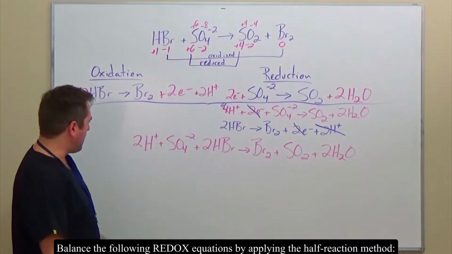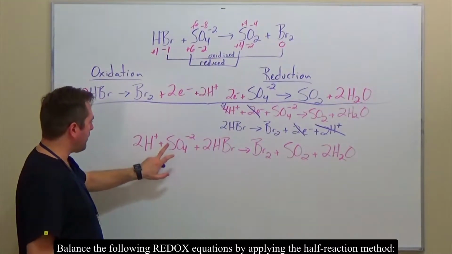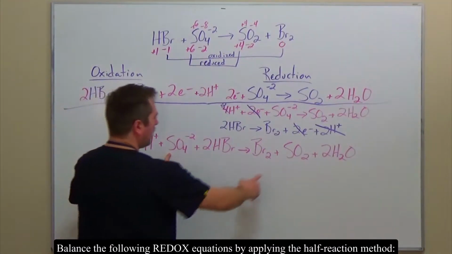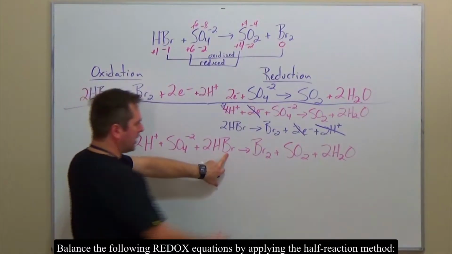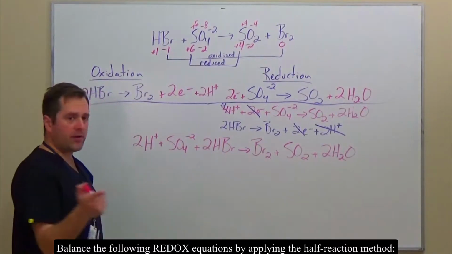Here we go. Any metals? No, not this time. All right, how about nonmetals? You bet. 1 sulfur, 1 sulfur. Here we have 2 bromine. Here we have 2 bromine. Now we're ready for the hydrogens.